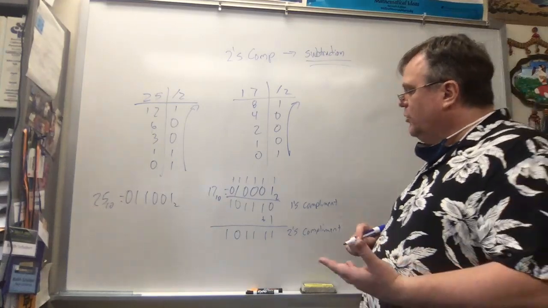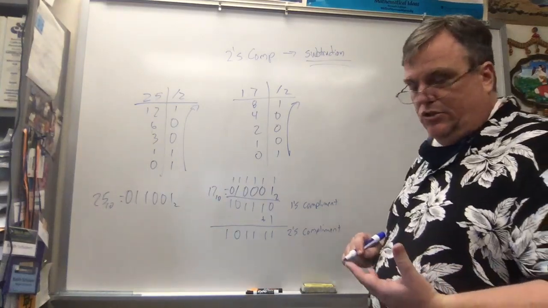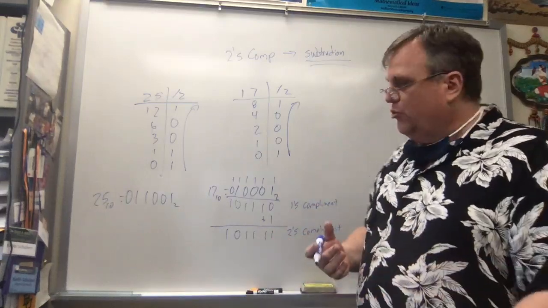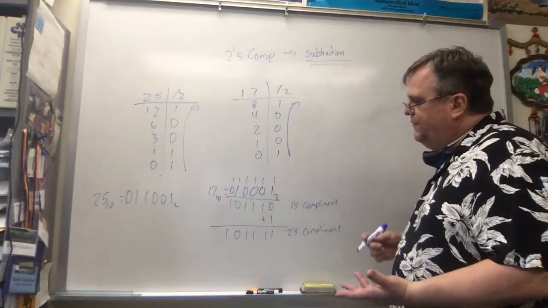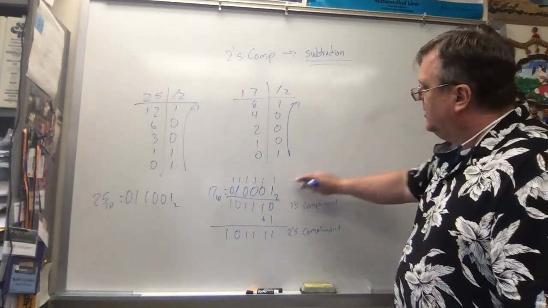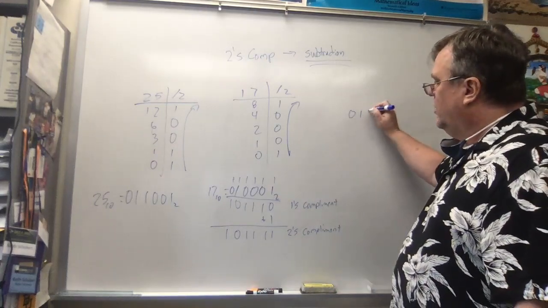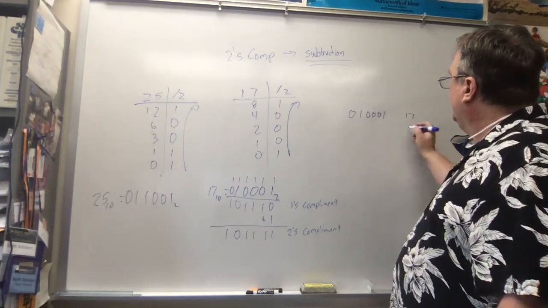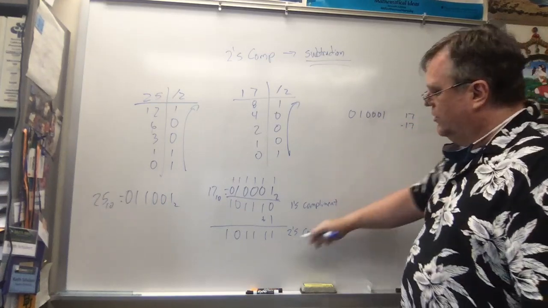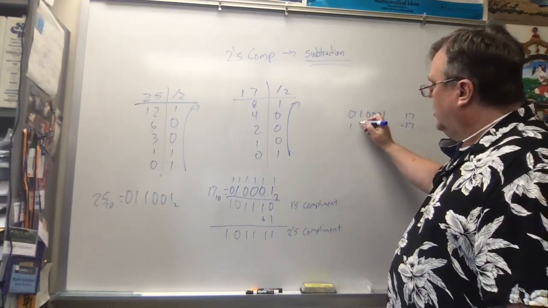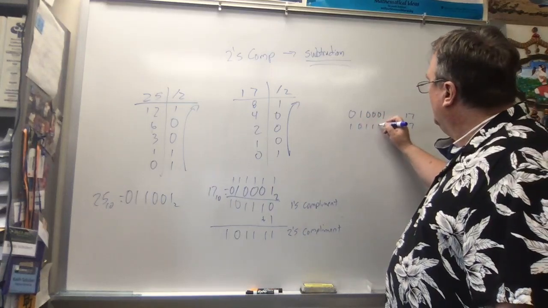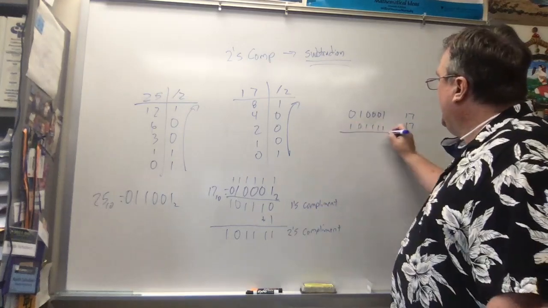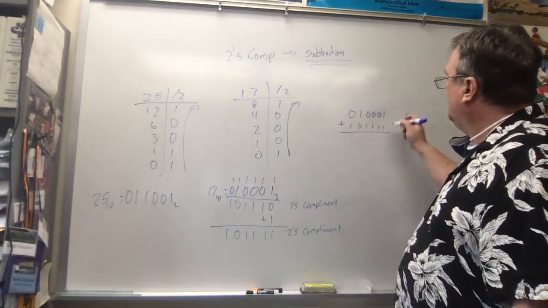Now, some things we can do to check this. I've asserted to you that this is true, and I've given you a mathematical reason for it. You can just verify it just for fun. If I take the number 17, 0, 1, 0, 0, 0, 1, that's 17. I can add minus 17 to it. Minus 17 is 1, 0, 1, 1, 1, 1. Just copying from down there. I can add them together. I should end up with 0.